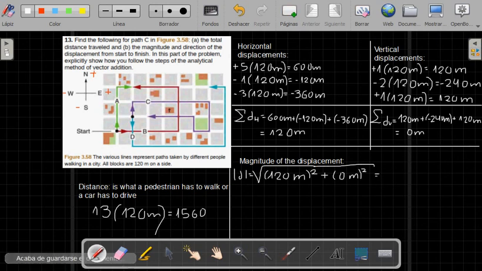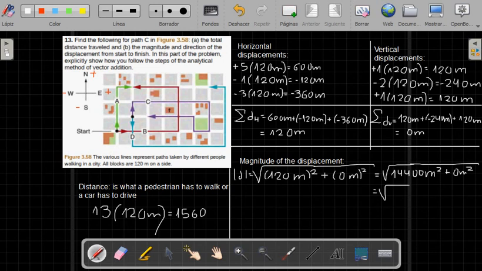So here we have 120 meters squared is equal to 14,400 squared meters, and 0 squared is 0 squared meters. And every time you add or subtract 0, it's going to be the same. So at the end, it will be just the square root of 14,400 meters, square meters, sorry. And the square root of that is 120 meters.